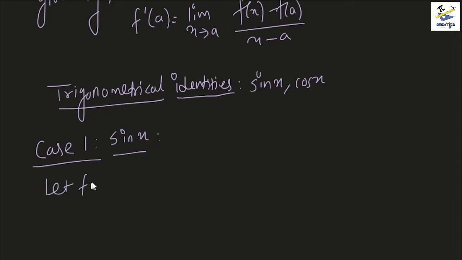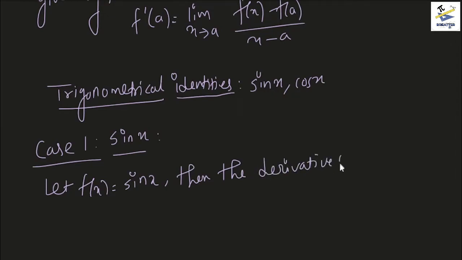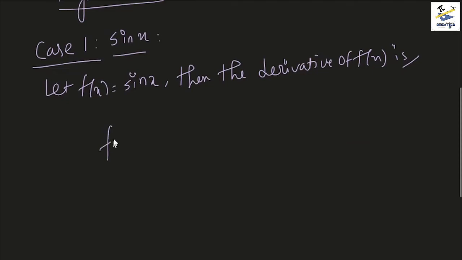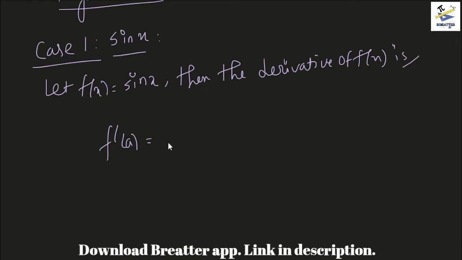Let f of x equal sin x, then the derivative of f of x is... Now we try to find the derivative using first principles, and it won't be that hard because as we have already encountered this kind of problem before, we should be accustomed by now to how to approach it and how to solve the particular limit.